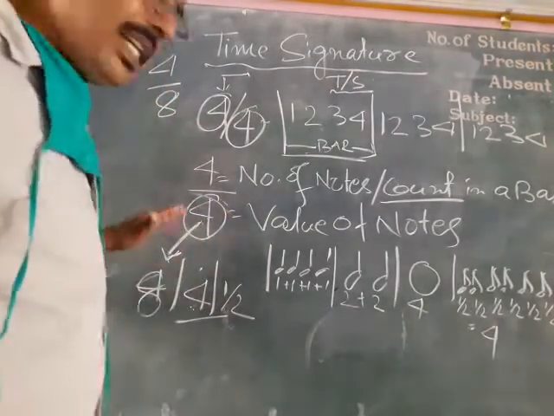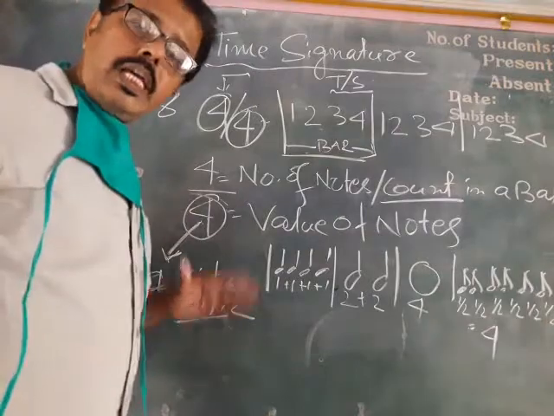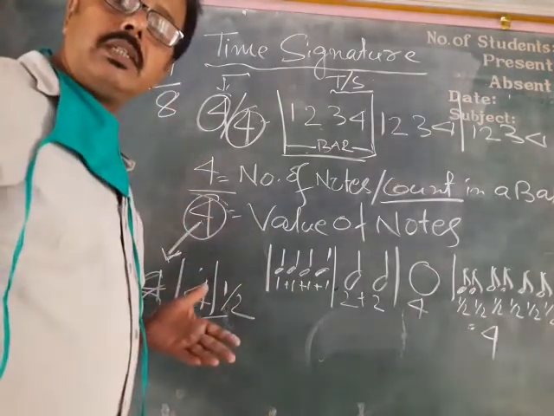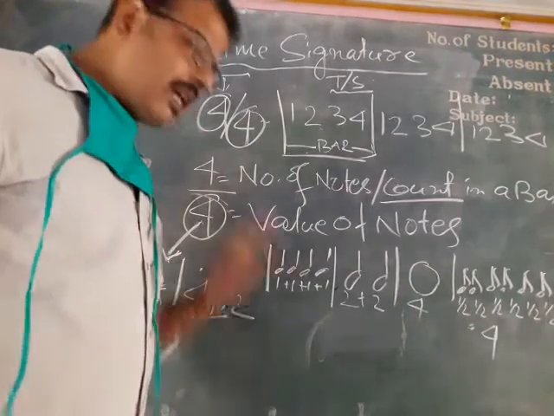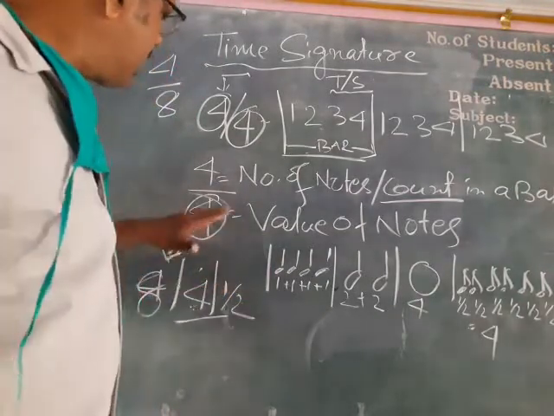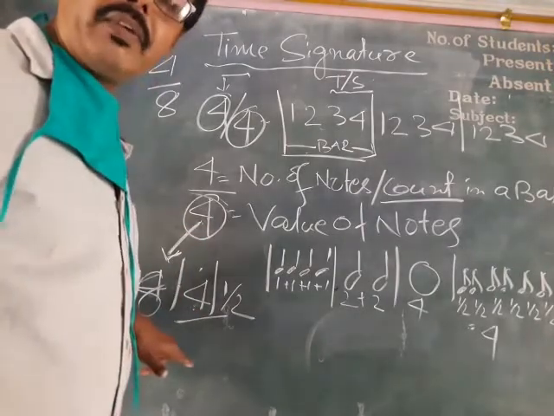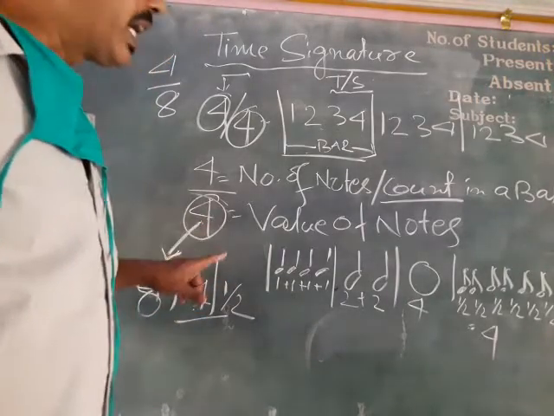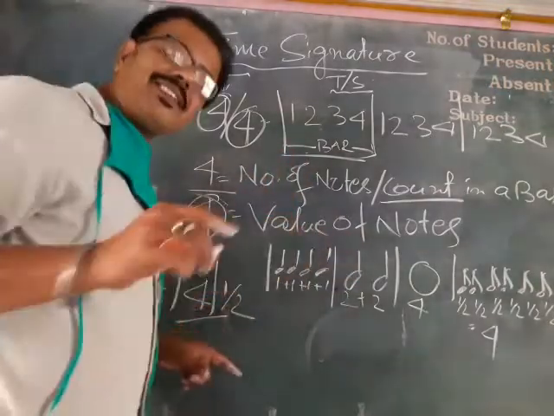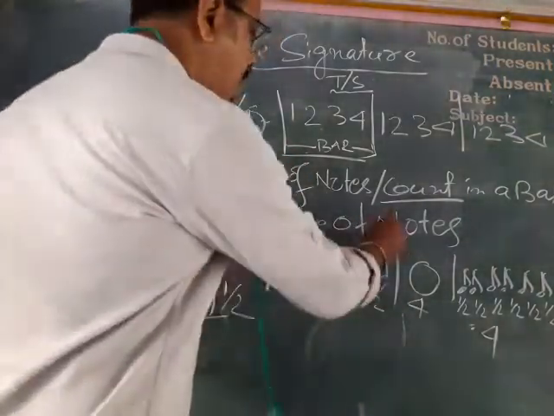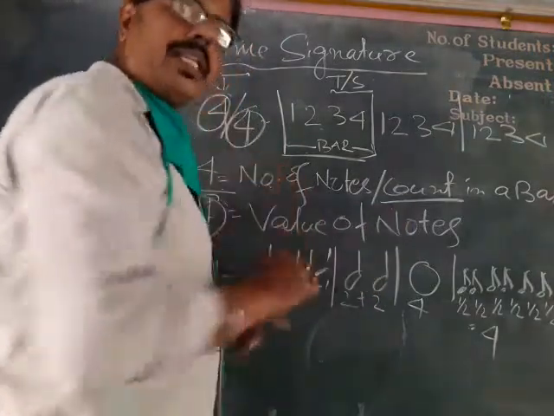It could be 4/8, it could be 3/4, it could be 4/4, it could be 6/8, it could be 7/8. Whatever it may be, whatever the figure is here, you have to divide this particular 4 by that figure. Then only can you take out the count of the lesson and the value of the notes.